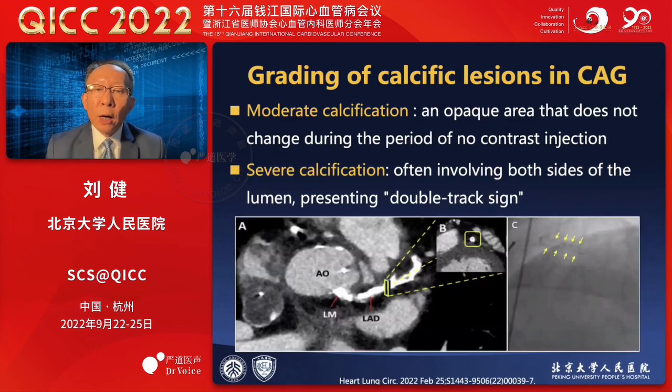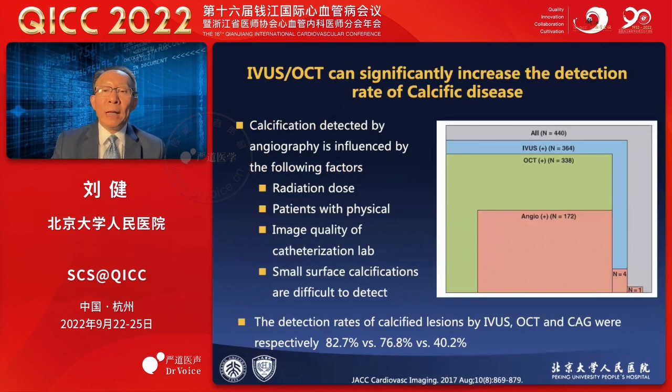And then for the moderate calcifications, I think it's that during the beating heart, whether they will have the distributions of a calcified, and then that is the moderate calcification. For the severe calcification, you will see the double track sign, and that is it. But for the angio, you cannot see whether there is a superficial calcification or the deep calcification.